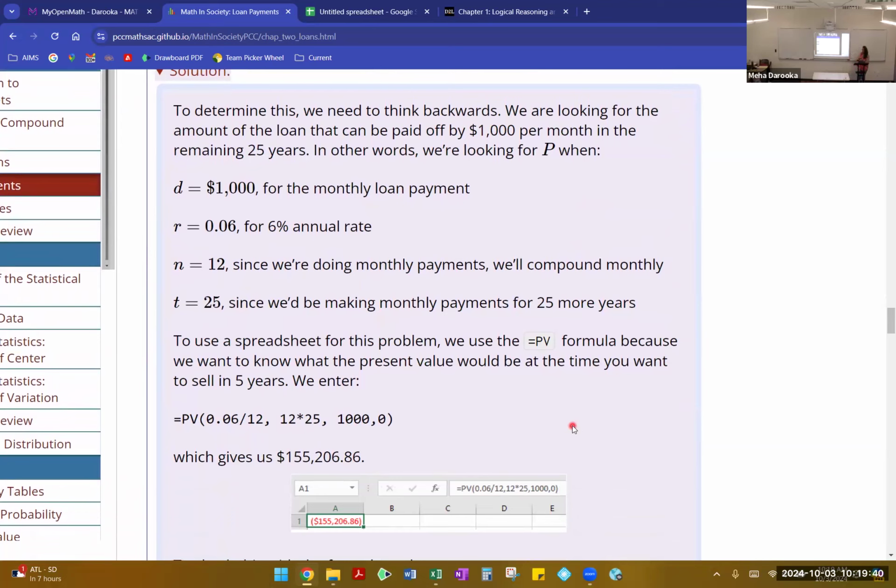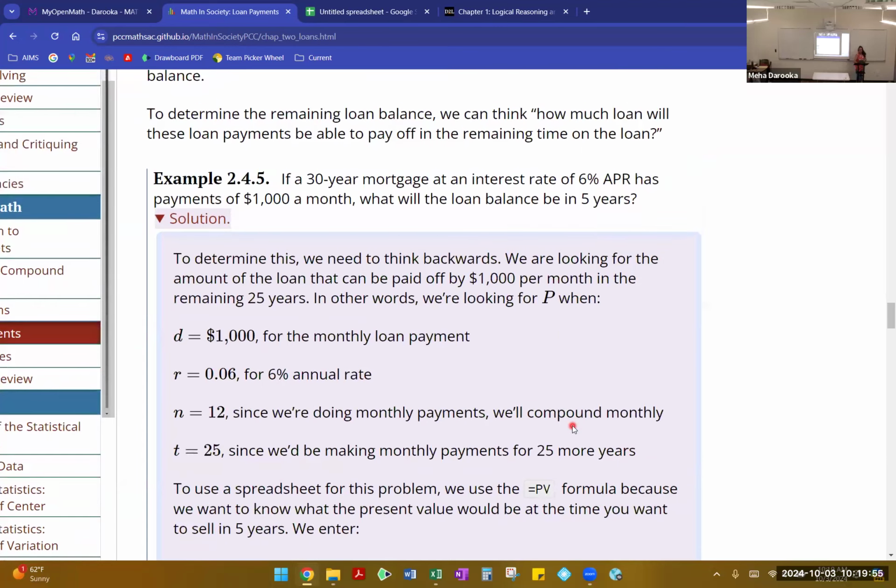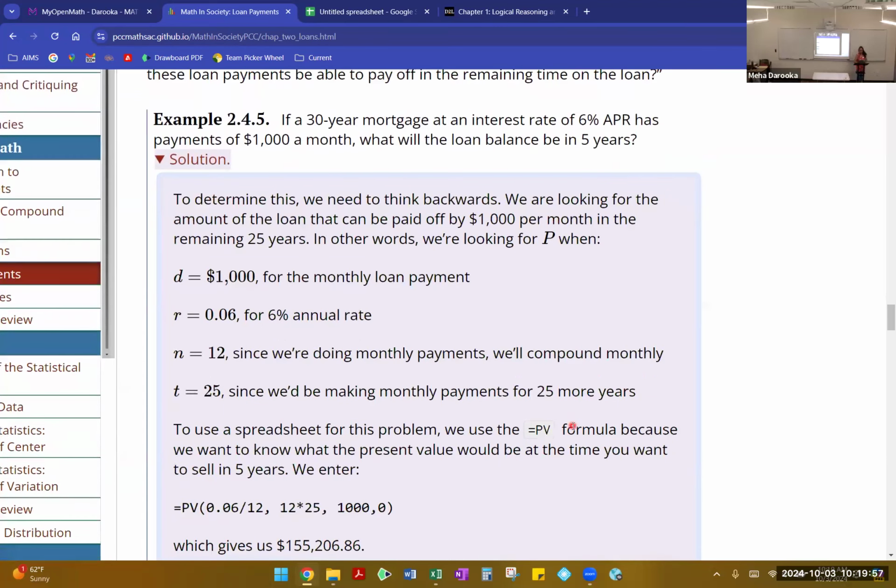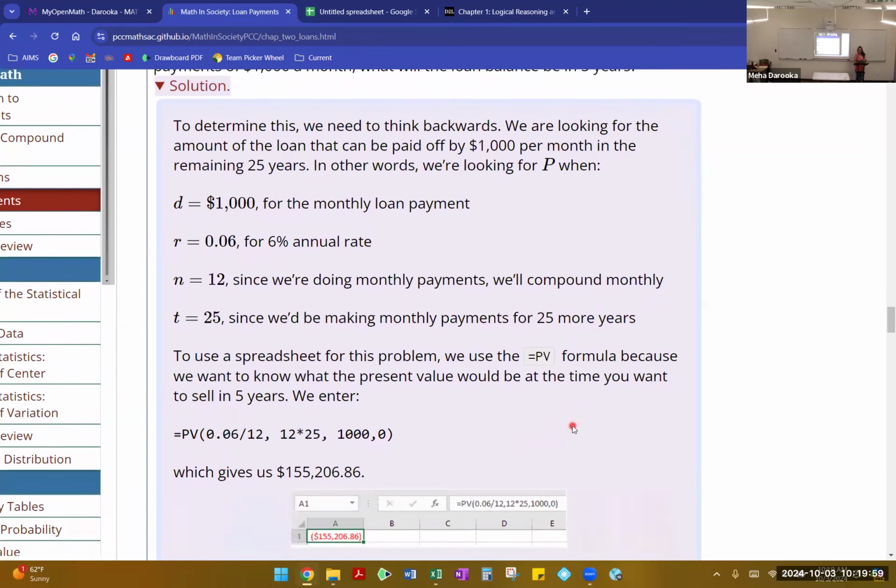So we're talking about regular $1,000 monthly payments. The rate of interest on that mortgage loan is 6%. Of course, since they're monthly payments, your N will be 12. And then since we're talking about after 5 years, what will be the loan balance in 5 years, which means you've made the payments for 5 years, you've got the 25 years remaining, right? So that's where that T equals 25 is coming from.